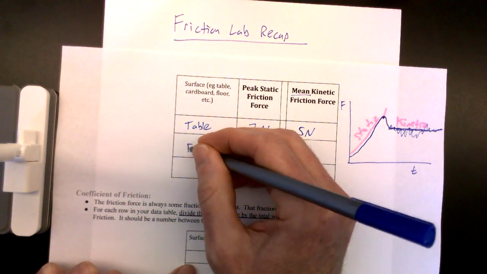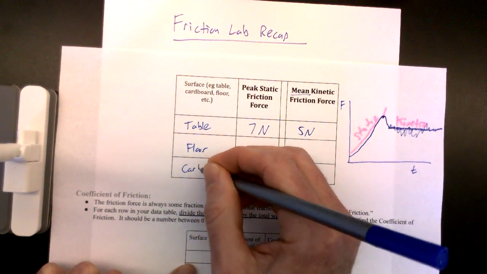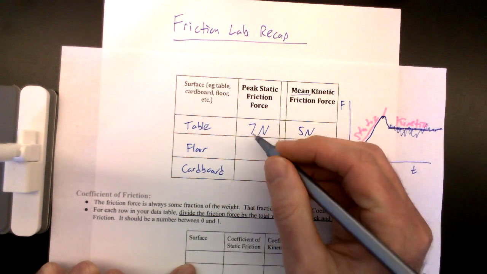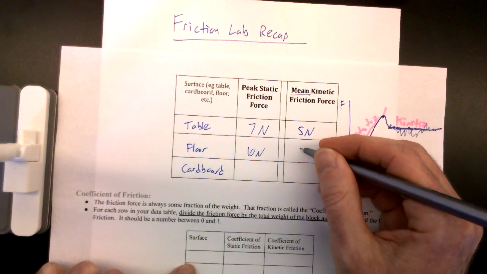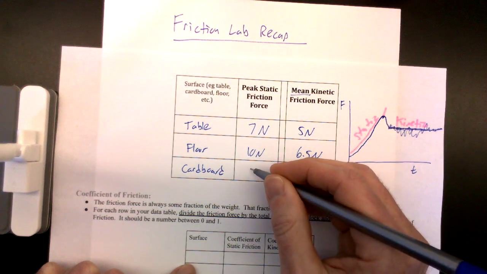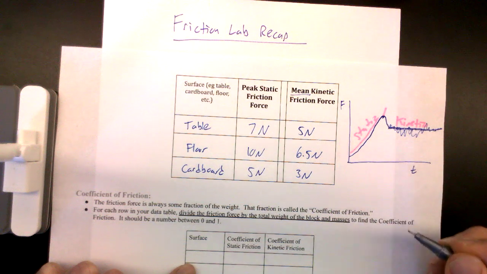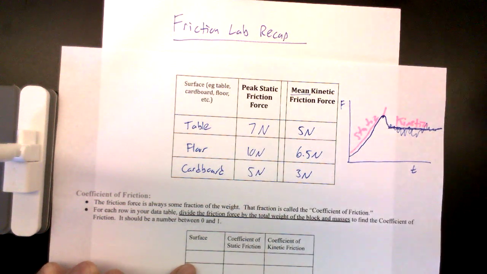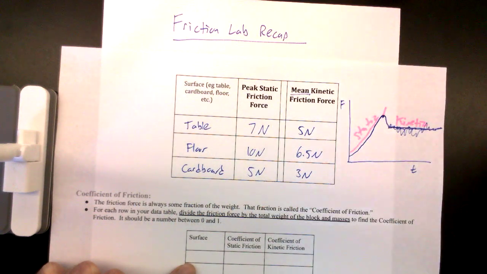And then you went on and you did some more things like the floor, and maybe you did cardboard or something like that. And we're just checking out different things. And maybe the floor was a little bit stickier, so maybe this went up to 10 newtons. I'm just making up numbers here. Maybe this was 6.5 newtons. And maybe the cardboard was more slippery, so maybe the peak static friction here was 9 newtons and this was 3 newtons or something. So the idea is it's going to depend on the two surfaces, whether it's a wood block against a piece of paper, whether it's a wood block against the floor, whether it's something else.